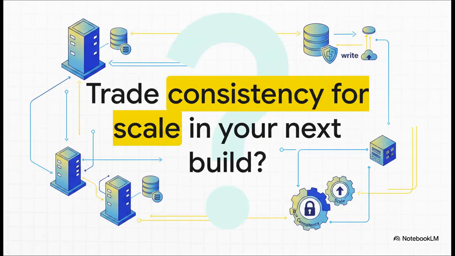And that, my friends, brings us to the end of our architectural journey today. From ripping apart a monolith to wrangling isolated databases, protecting them with circuit breakers, and eventually splitting reads and writes entirely, it all comes down to the compromises you're willing to make as an engineer. So, I'll leave you with this question to ponder for your own projects. Are you ready to trade consistency for scale in your next build?